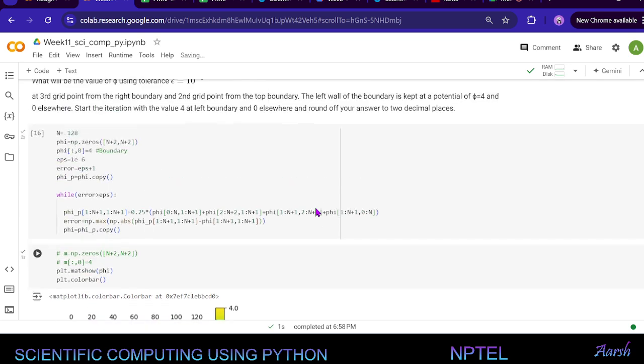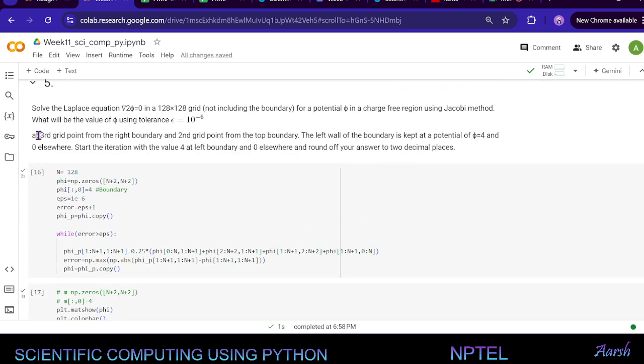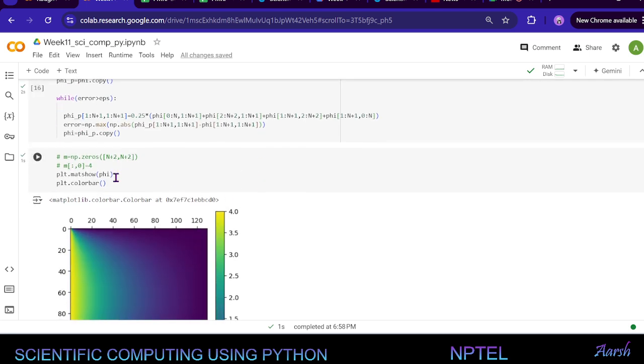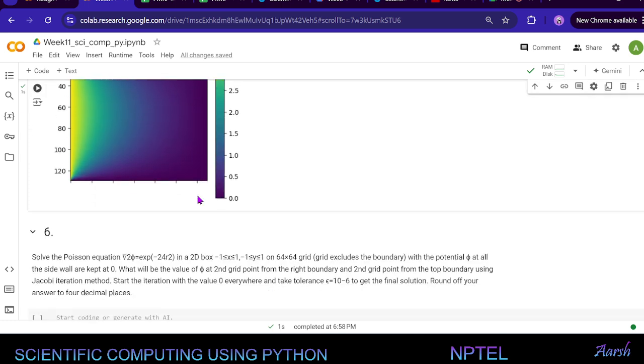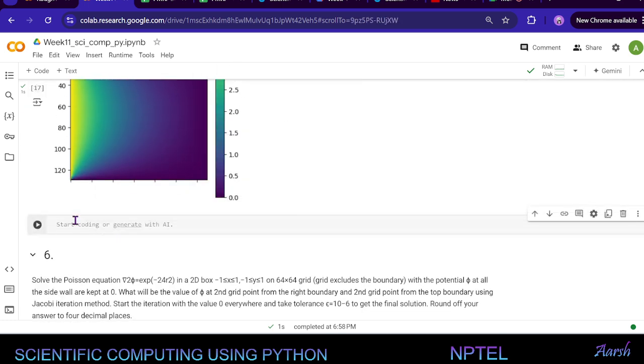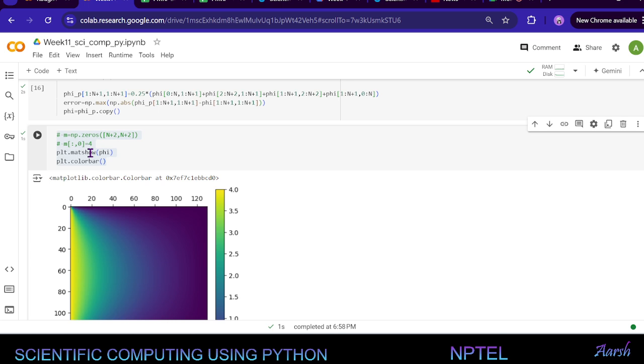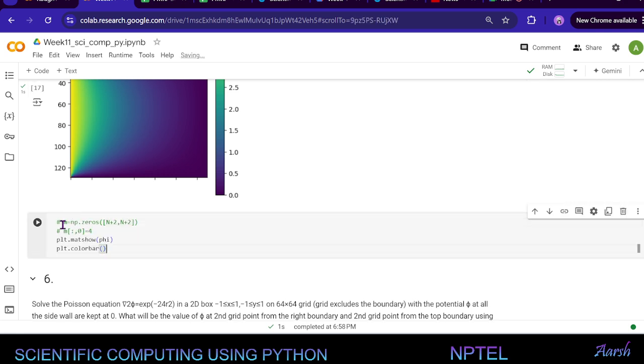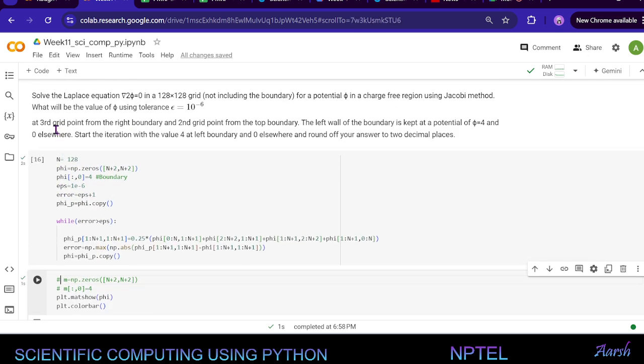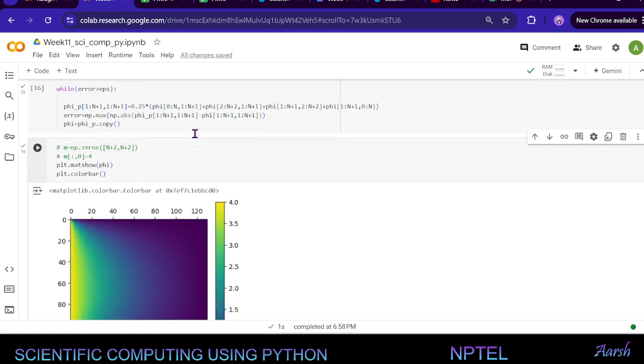Okay, and then what are we asked? Where should we find the value of phi? At the third grid point from the right boundary and second grid point from the top boundary. So to do that, let's first copy this. Let's find out where these points are. We want the third grid point from the right boundary and second from the top boundary.